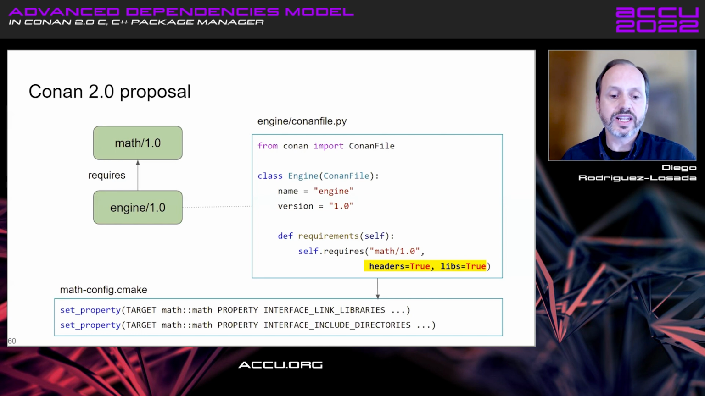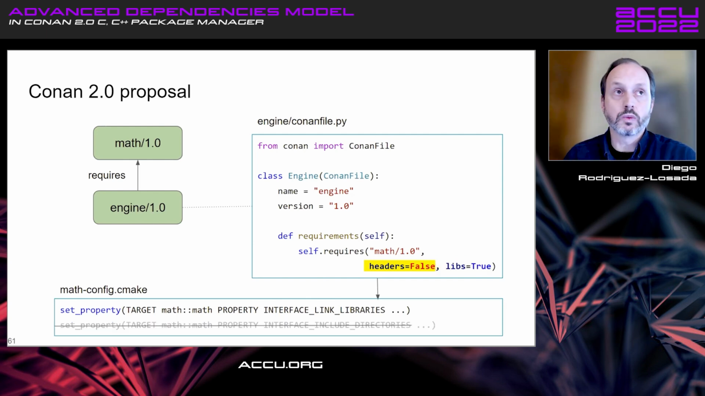And now we have the information. When we are creating the CMake files to build engine, we can use this. And we say, okay, you depend on the headers, fine. I'm going to add the include directories property to the math target, so engine will find the headers in math. And you are using the libs of math, fine. I will add an interface link libraries property to the math target so engine can link with the libraries in math.